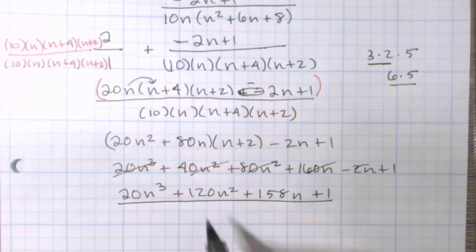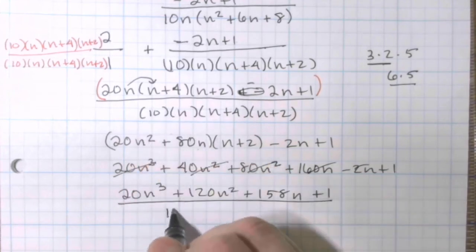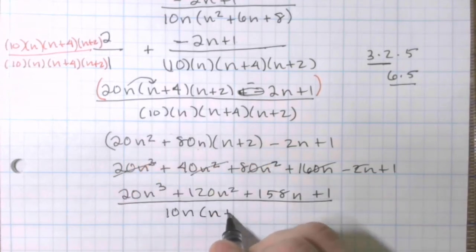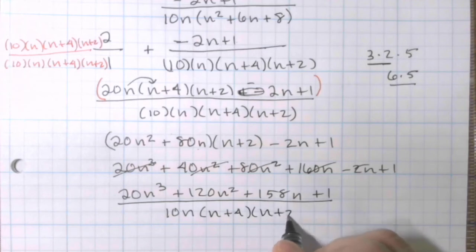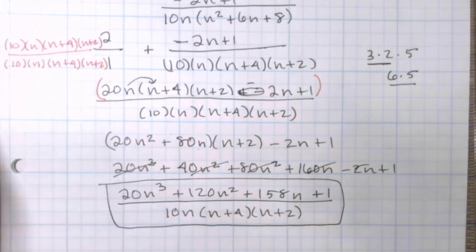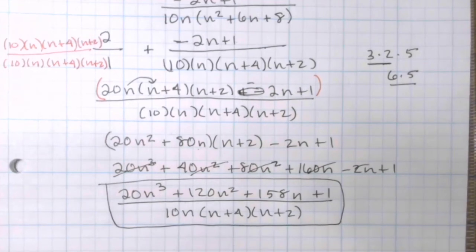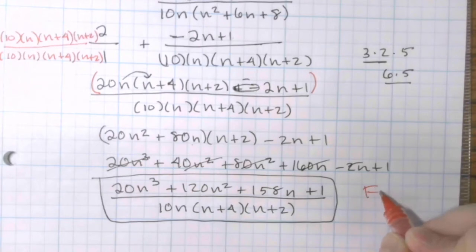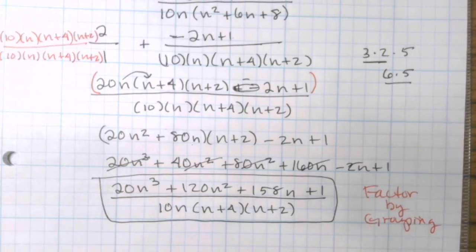And the bottom, we just put the monomials together. You have a 10n times n plus 4 times n plus 2. There are going to be times when you can't factor anymore. You just have to stop. In this case, you would try factor by grouping, but you would find it didn't work, so you're all done.